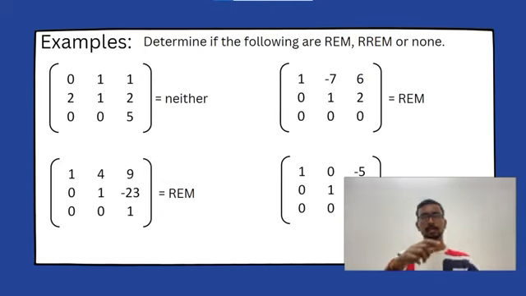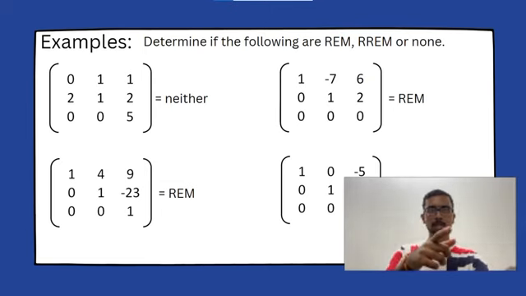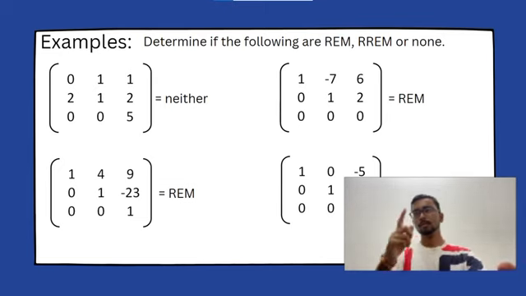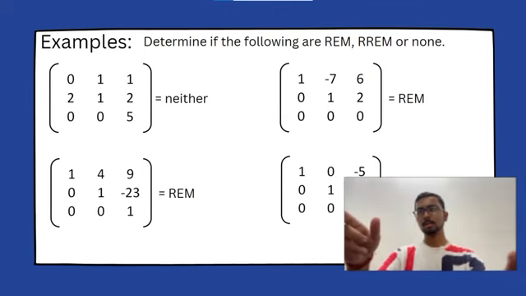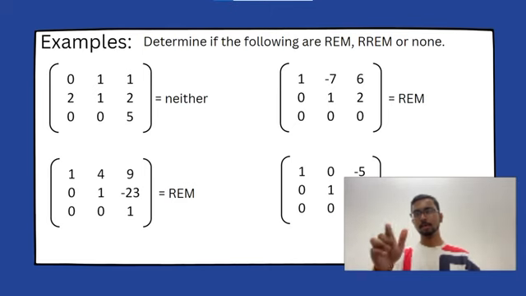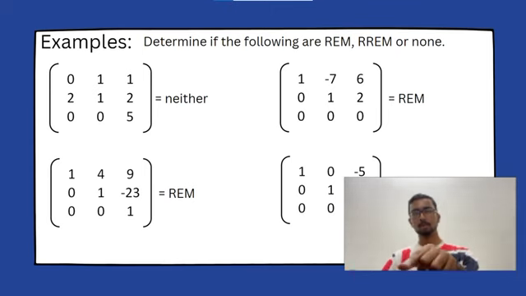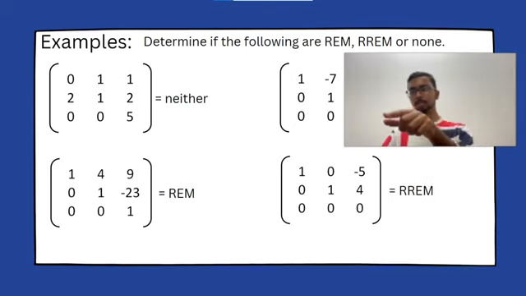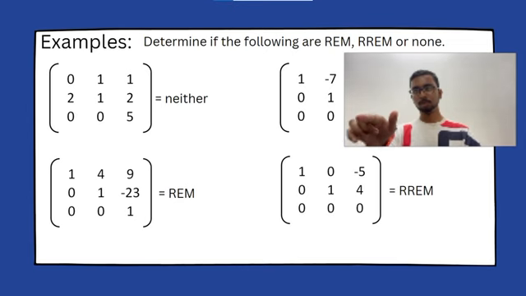In the first matrix, we can see that the second row doesn't begin with 1, so it's neither of them. The second matrix is an REM because the rows with all zeros are at the bottom, and each row begins with a leading one, and the leading ones move to the right as we go down. In the third matrix, all the rows begin with 1 and they are to the right of each other, so it's an REM. While the last matrix is an RREM because the rows that contain leading ones have zeros everywhere else.